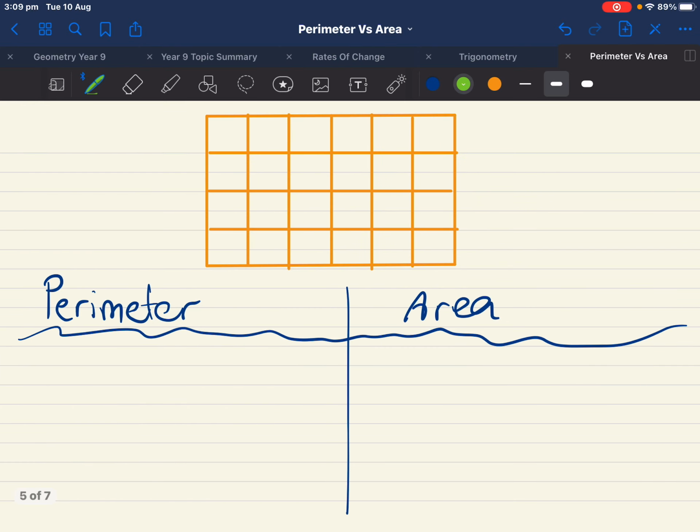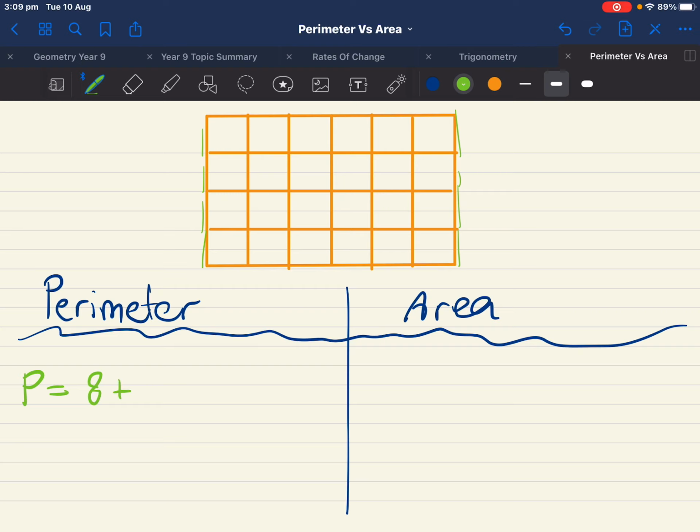If we have a look at this rectangle, if we wanted to find the perimeter, right? So distance around the outside, 1, 2, 3, 4, plus the 4 on the other side. So we've got 8 so far.